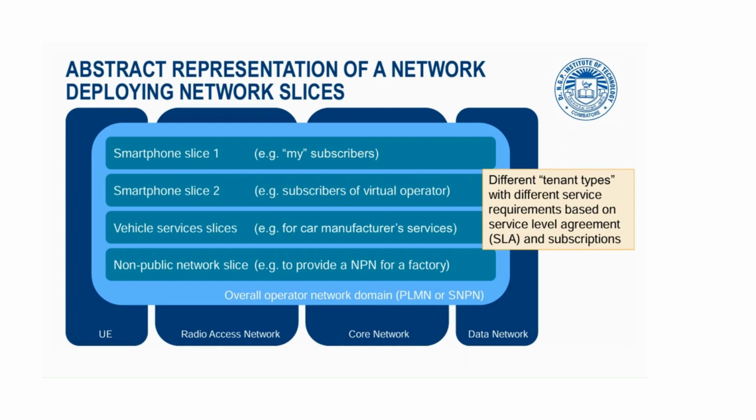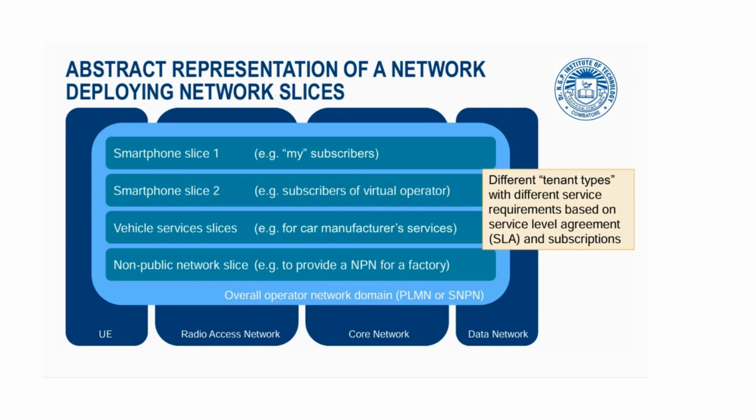Next, smartphone slice 2 is for virtual operator subscribers, that is, customers who use a mobile virtual network operator can use this particular slice. Next is the vehicle service slice, dedicated to connected car services for a car manufacturer, possibly supporting functions like telematics, infotainment, autonomous driving, and so on. Next comes the non-public network slice, which is used for specialized private networks, such as a factory's dedicated communication needs, basically a non-public network.